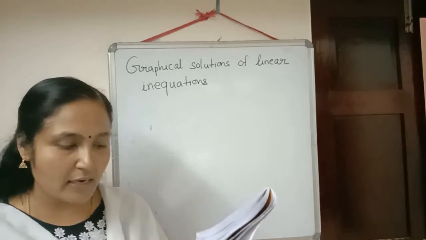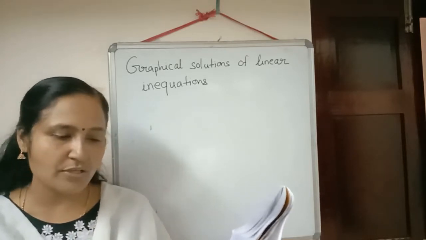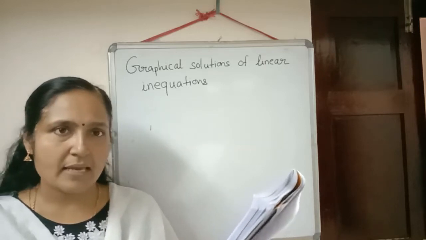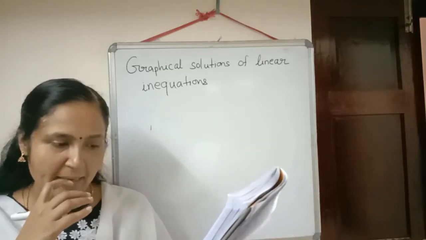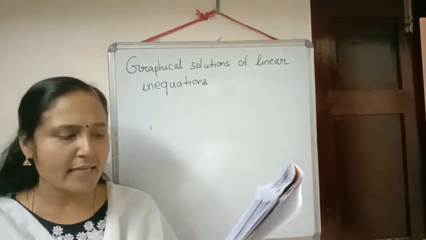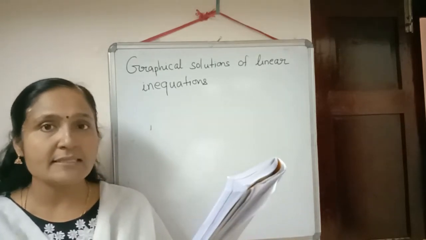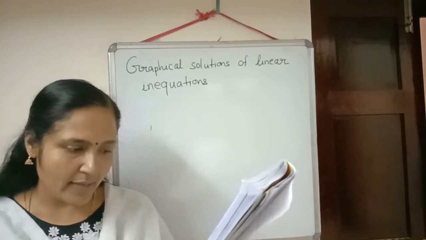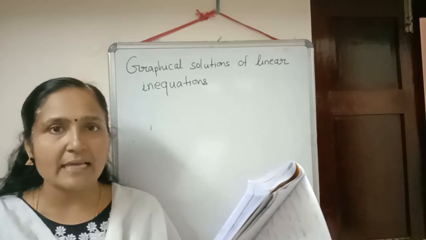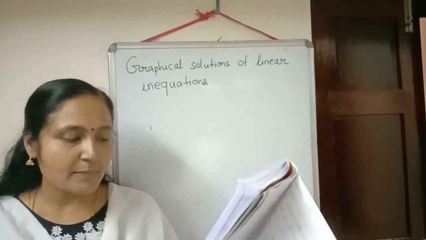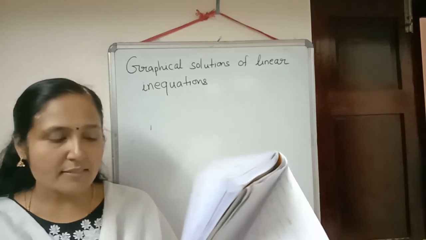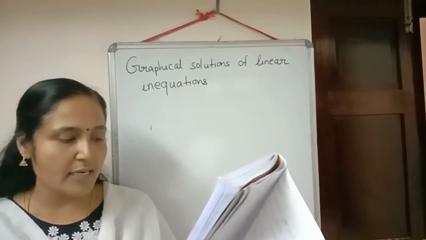If the graph of the equation passes through the origin, then select any point on any one side of the line and substitute it in the given inequation.